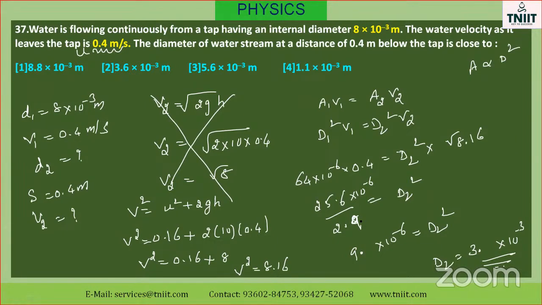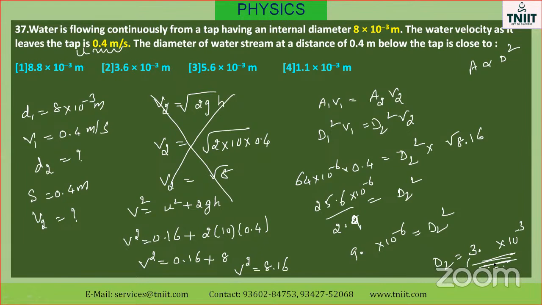So approximately 64, right? 8 4s are 64. Yeah, correct. Into that velocity is 0.4, that is also correct. Divided by 2.9, that is also correct. 25.6 divided by 2.9 is 9 point something into 10 power minus 6.